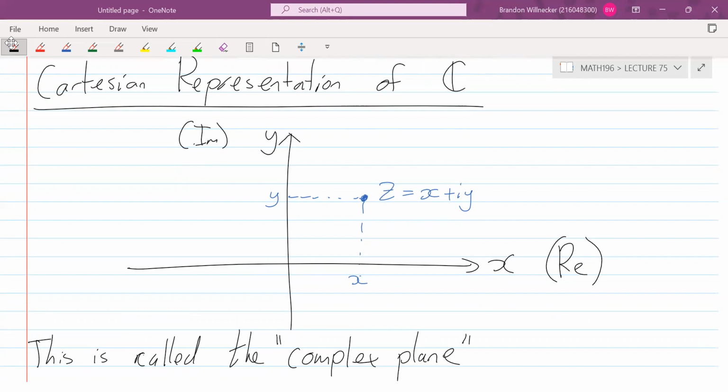So that's everything for today. Tomorrow we will be going through examples of doing these different calculations: adding, subtracting, dividing, finding complex conjugation, and so on. We're going to look at all of those examples tomorrow.